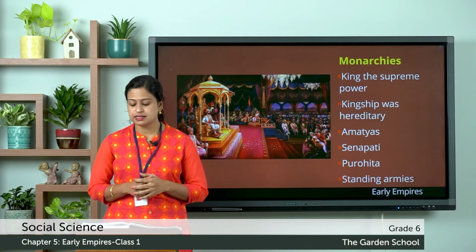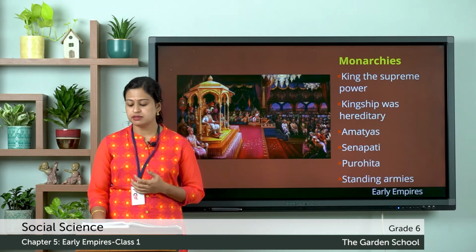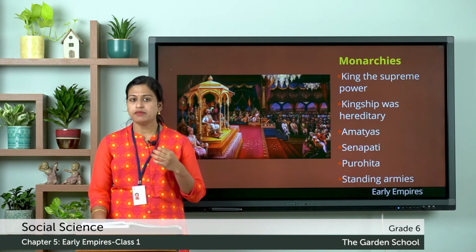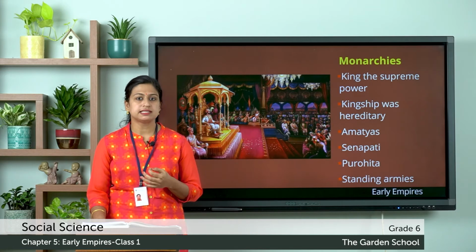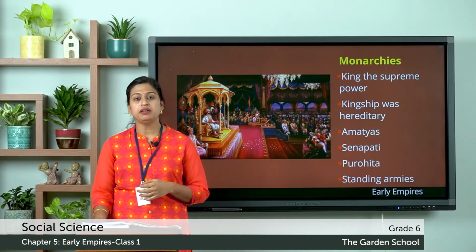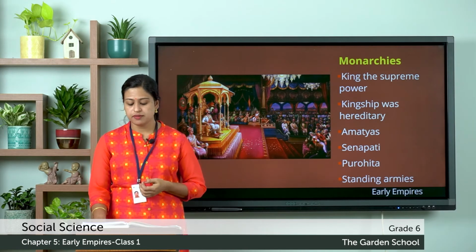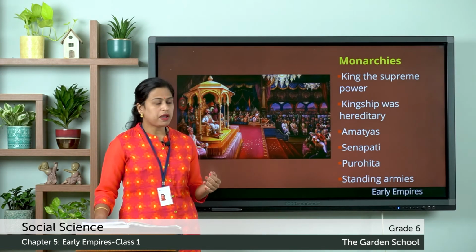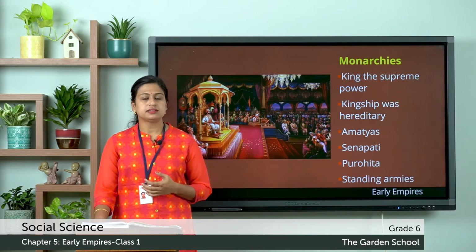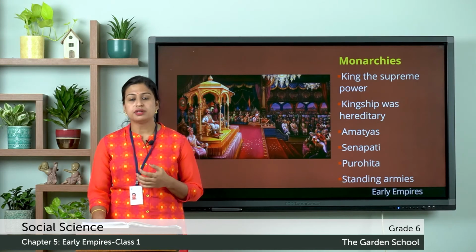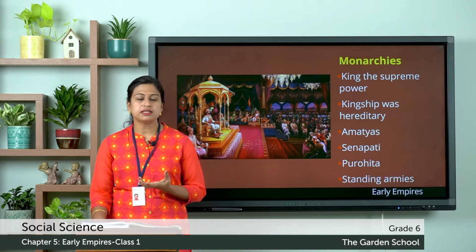He was also assisted by amatyas, the officials or ministers, while ruling the kingdom. He was assisted by the senapati during wars and conquering other kingdoms, and by purohits while performing religious and social duties. So the king was assisted by amatyas, senapati and purohits. The kings also had standing armies to conquer other kingdoms and to maintain law and order within the kingdoms.